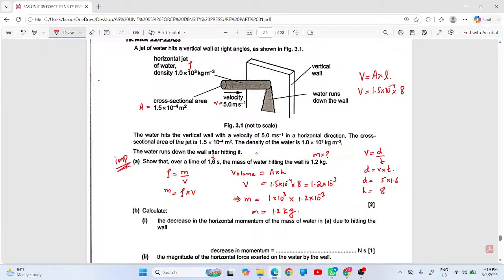इसमें हमने क्या क्या यूज किया है? First step is we use the formula of density. यहाँ से आपके पास mass becomes equal to density into volume. Now volume equals A into L, and L equals speed into time. ठीक है? These are the steps.